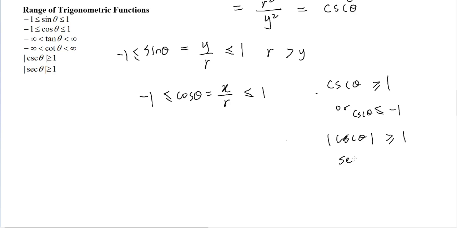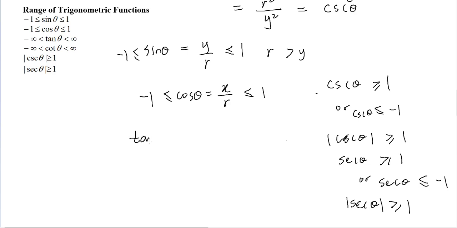Similar reason, secant theta is either greater than 1 or less than -1. We write it so the distance from 0 is greater than 1. And so we write it simply as the absolute value of secant theta is greater than 1. So that gives you the range of cosecant and secant. And the range of sine and cosine is between -1 and 1.